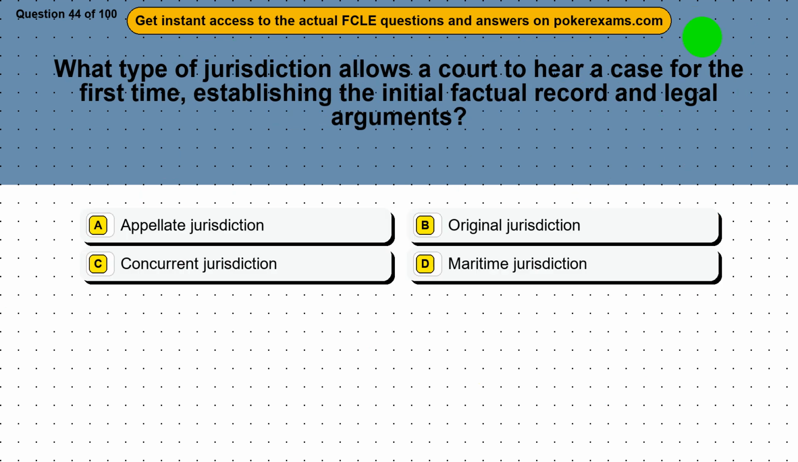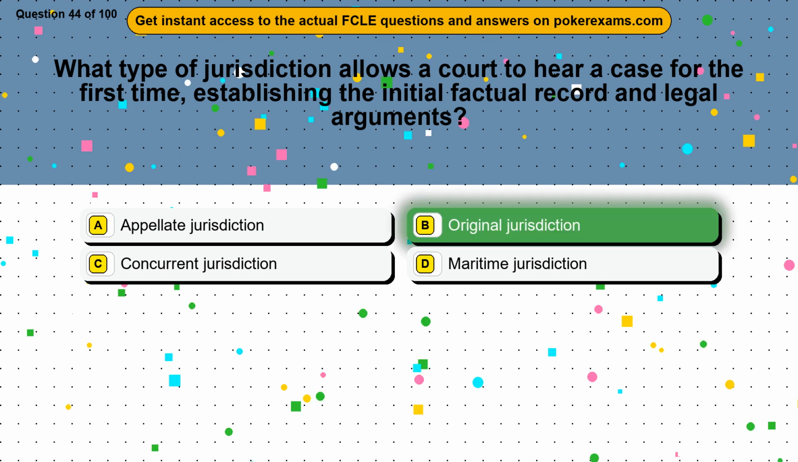Question 44. What type of jurisdiction allows a court to hear a case for the first time, establishing the initial factual record and legal arguments? Option A, appellate jurisdiction. Option B, original jurisdiction. Option C, concurrent jurisdiction. Option D, maritime jurisdiction. The correct answer is option B, original jurisdiction.